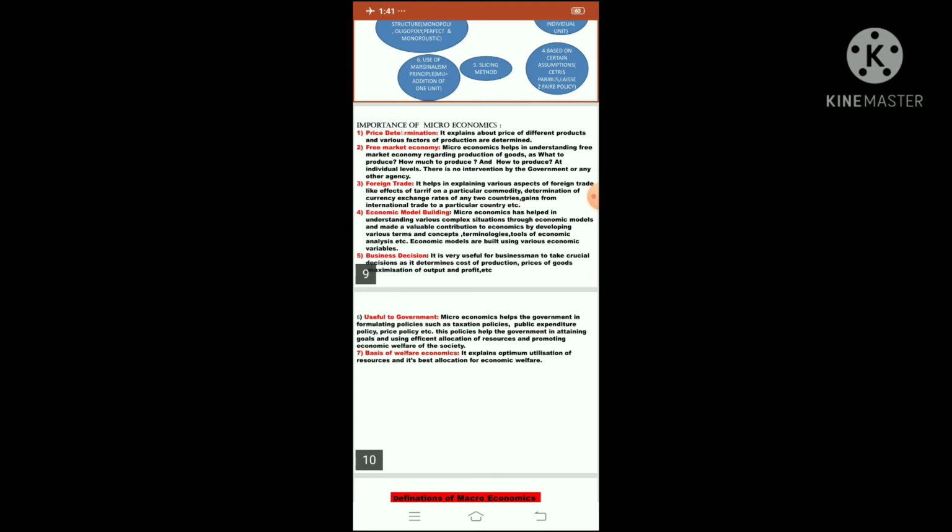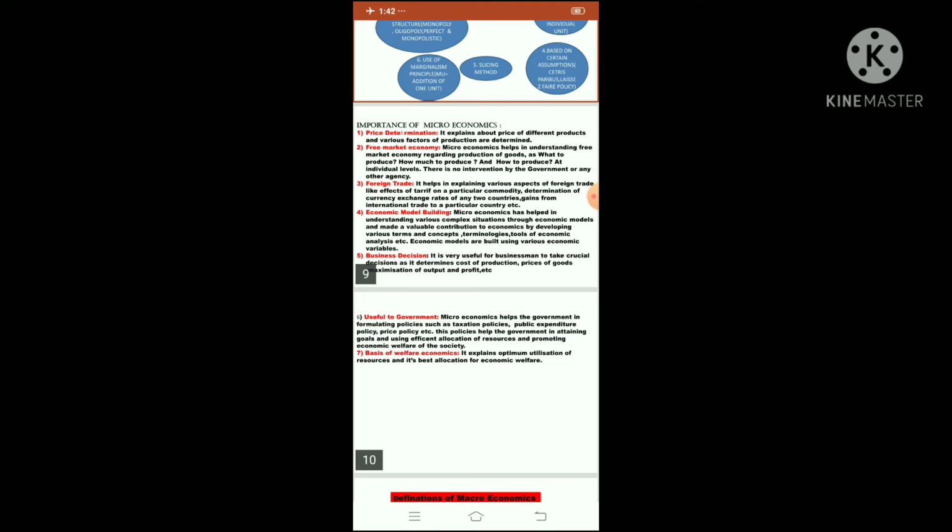Now the sixth importance of microeconomics is that it is useful to government. So see, useful to government means what? Microeconomics always helps the government to formulate policies such as taxation policies, public expenditure policies, price policies. These policies help the government in attaining goals, using efficient allocation of resources and promoting economic welfare of the society. So microeconomics is important to the government also.